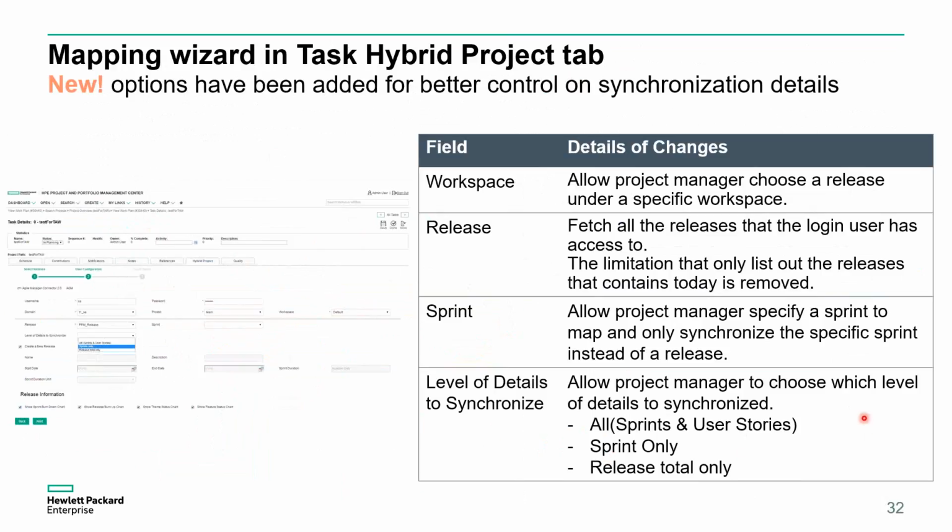So in this particular case, we've now given you, this is a wonderful thing, the ability to choose the level of detail to come over. You can choose everything, which is what we send today. Or when I say today, I mean previous versions. Or you can get just the sprint-only information without all the user stories. Or you can get the release total information only. So now you have a lot of choices in how detailed the information is that comes from Agile Manager into PPM.